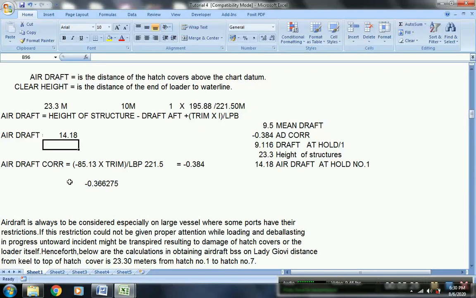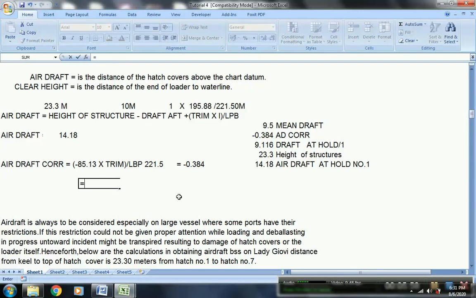Now let us do it in another way. We have to find the airdraft correction. Since we are using the distance measured from amidships, this is negative 85.13 from hold number 1. So we will find the airdraft correction: 85.13 multiplied by trim divided by LBP, 221.5. The answer is negative 0.384. So let us check with the formula.